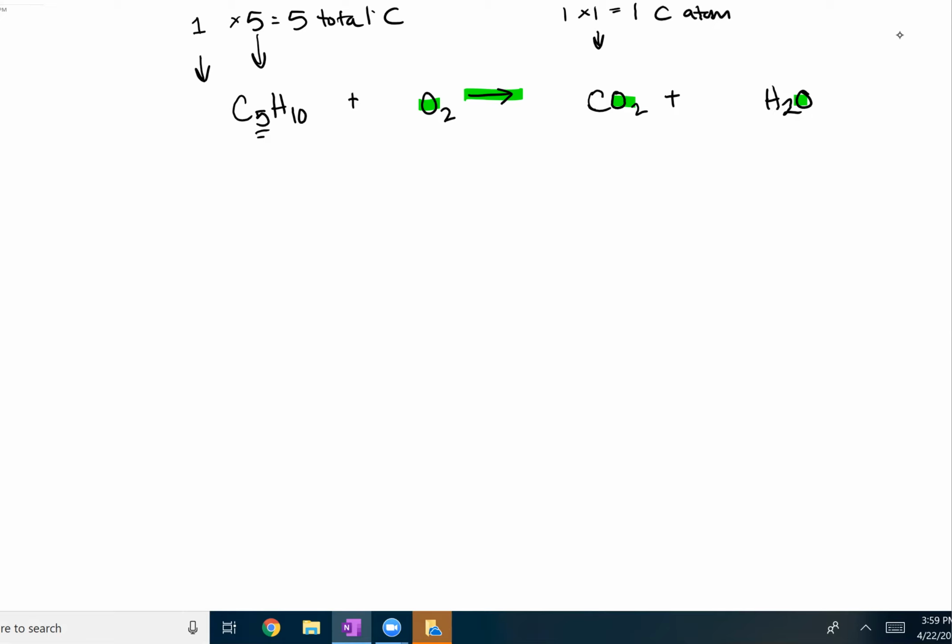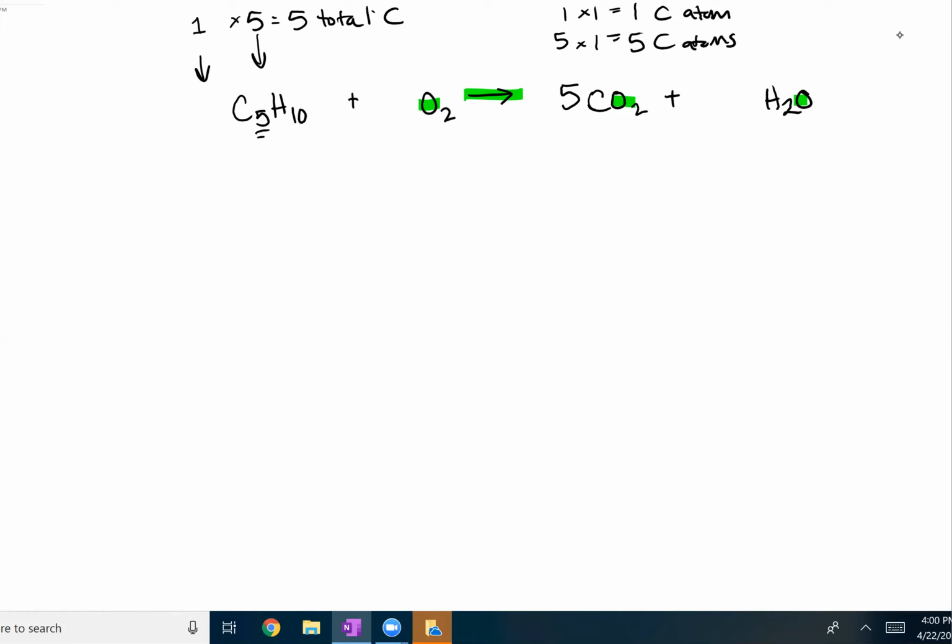So since I have fewer carbon atoms on the product side, I will balance by increasing the coefficient in front of carbon dioxide. If I put a 5 in front of carbon dioxide, I'll now have 1 carbon atom per carbon dioxide times 5 carbon dioxide molecules for 5 carbon atoms. And now my carbons are balanced.